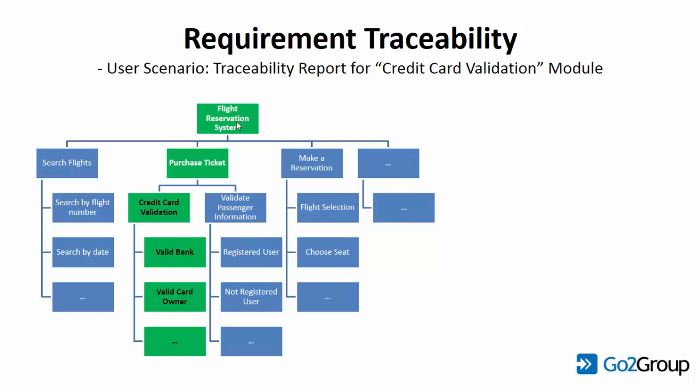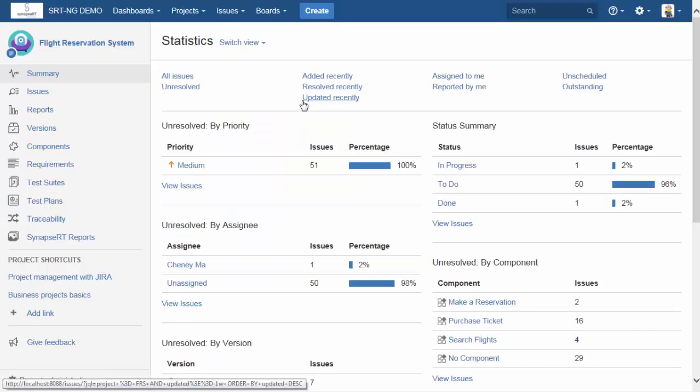We're going to generate a traceability report for the credit card validation module, including a list of requirements done in version 1.0, test coverage for these requirements, and test results for these requirements. Using our user scenario, let me demonstrate how synapseRT NextGen generates a traceability report in Jira.